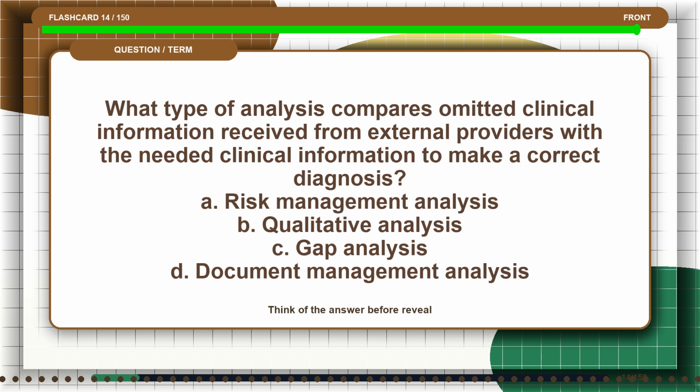Flashcard 14. What type of analysis compares omitted clinical information received from external providers with the needed clinical information to make a correct diagnosis? A. Risk management analysis. B. Qualitative analysis. C. Gap analysis. D. Document management analysis. Think of the answer before the reveal.